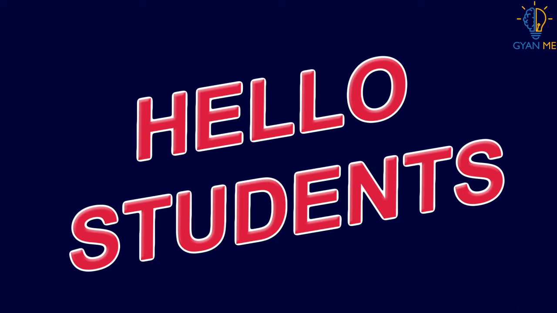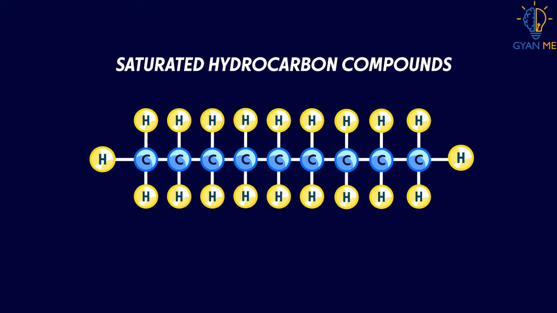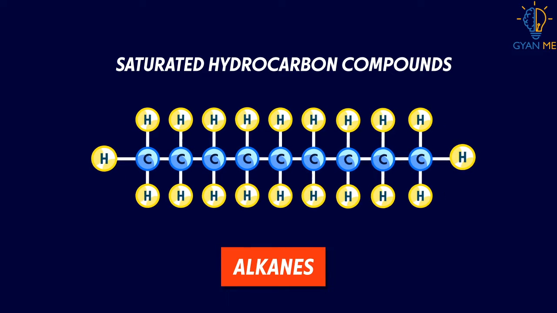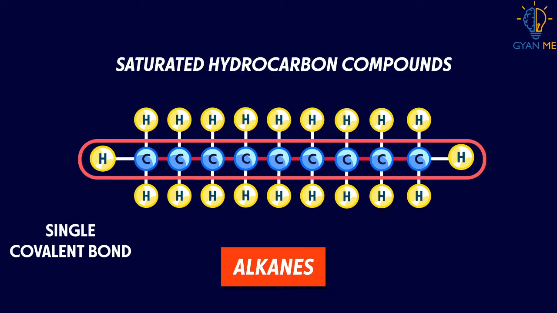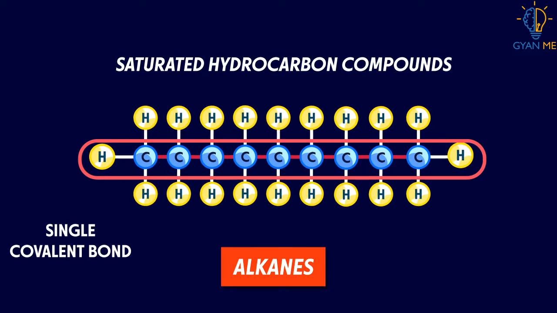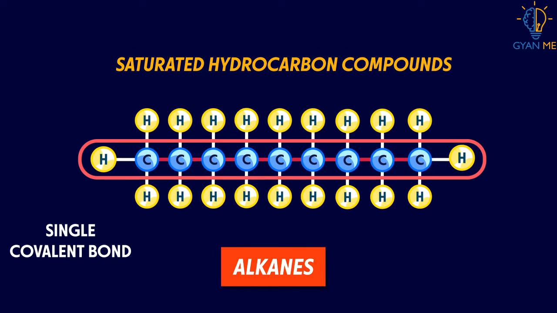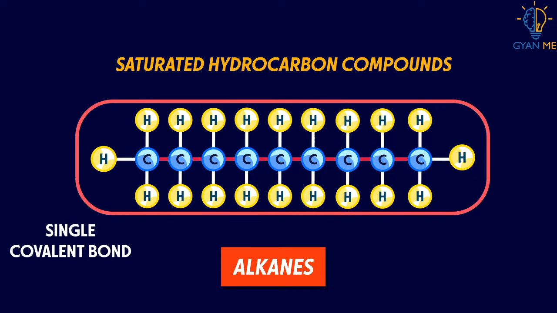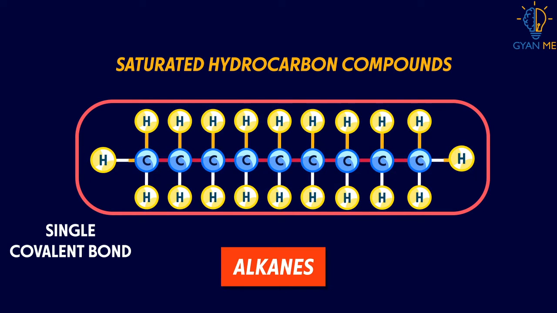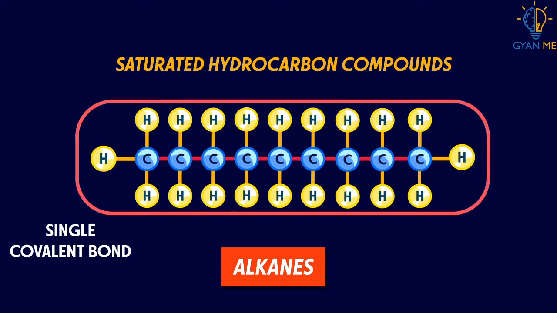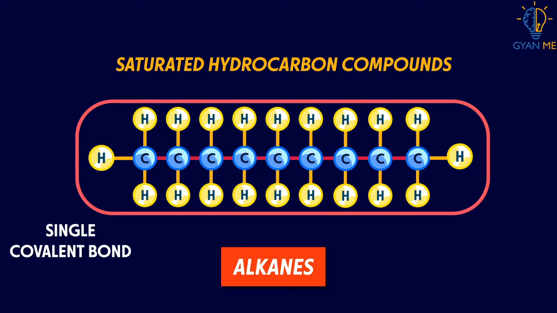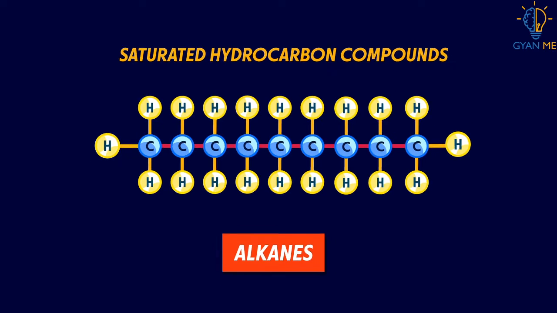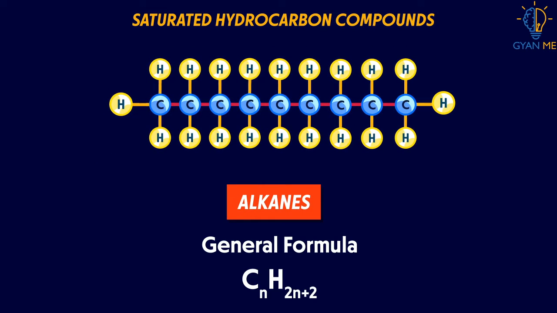Hello students! In the last video, we learnt about a type of saturated hydrocarbon, alkane. We know that compounds having only single covalent bonds between their carbon atoms are called saturated hydrocarbon compounds. That is, in saturated hydrocarbons, all carbon atoms and hydrogen atoms are linked by only a single covalent bond with each other. The whole family of such saturated hydrocarbon compounds is called alkanes. The general formula is CnH2n+2.